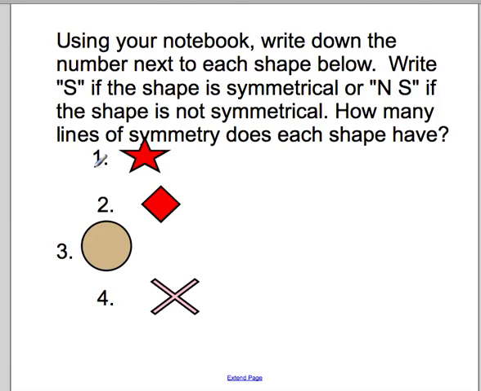Okay, so number 1, is it symmetrical or non-symmetrical? So either S or NS. And then I want you to decide how many lines of symmetry does it have. Okay, so do that right now.